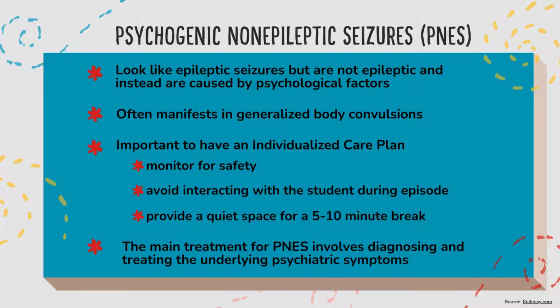But most often, if a student experiences an episode, it is best to monitor their safety. Avoid interacting with the student during the spell, and, only if needed, provide a brief 5 to 10 minute break to the student afterward. The main treatment for PNES involves diagnosing and treating the underlying psychiatric symptoms, and it is important to minimize the impact on daily functioning, including school.